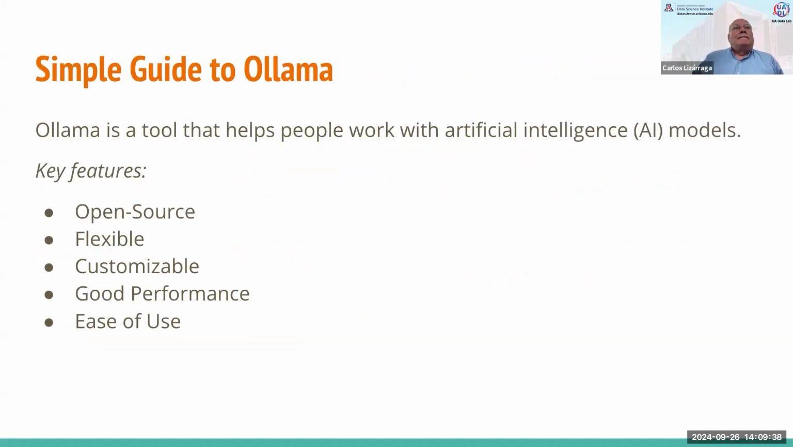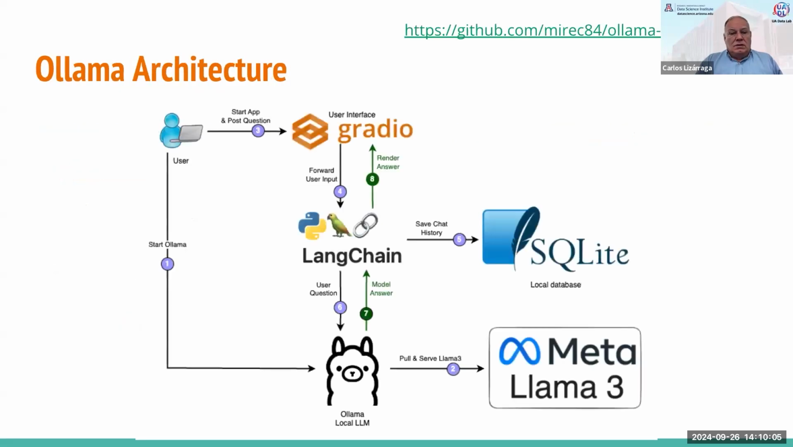Now, what is Ollama? Ollama is open source software. It's flexible, meaning that since it's open source, we have access to the code, so we can modify and customize it, and it also has very good performance. It's very easy to use, and we can run it on different devices. That would be one of the advantages.